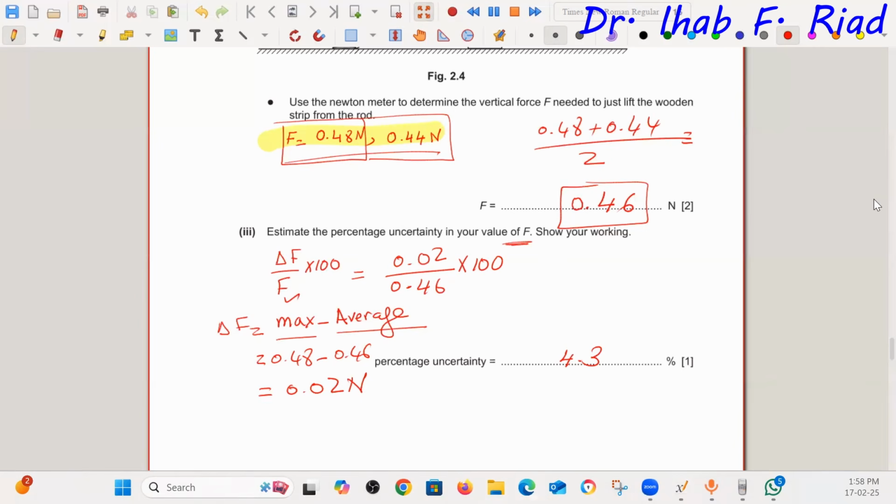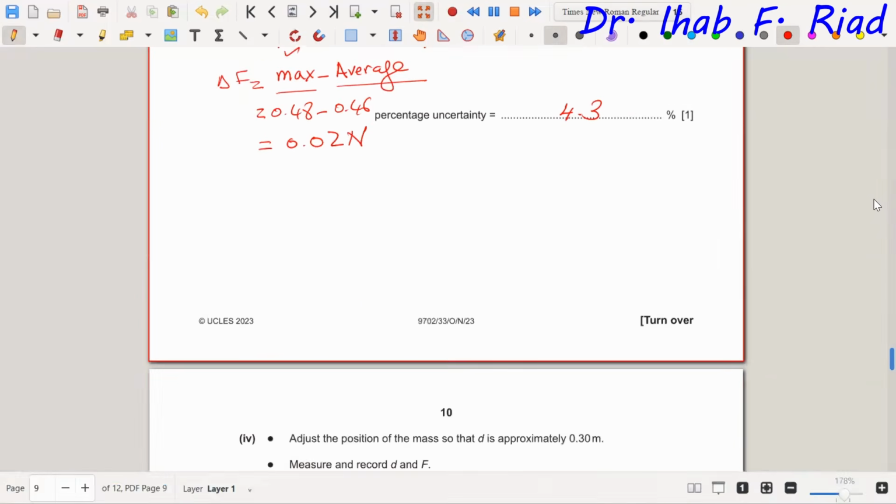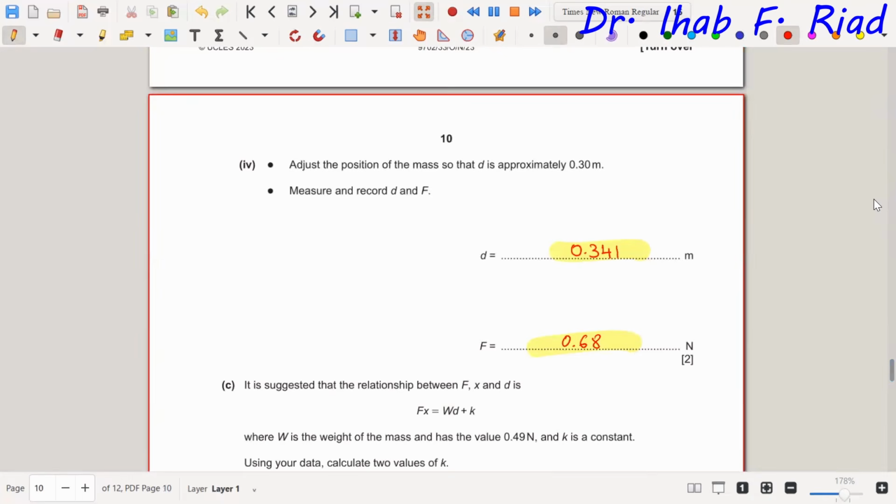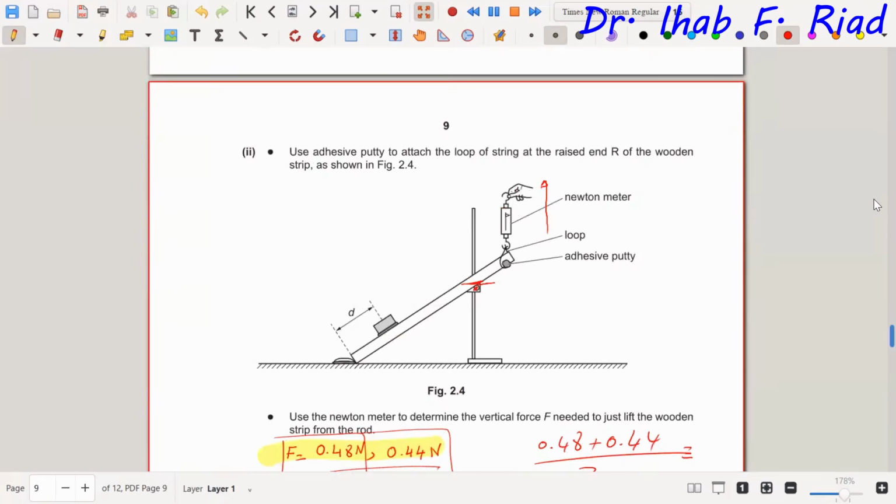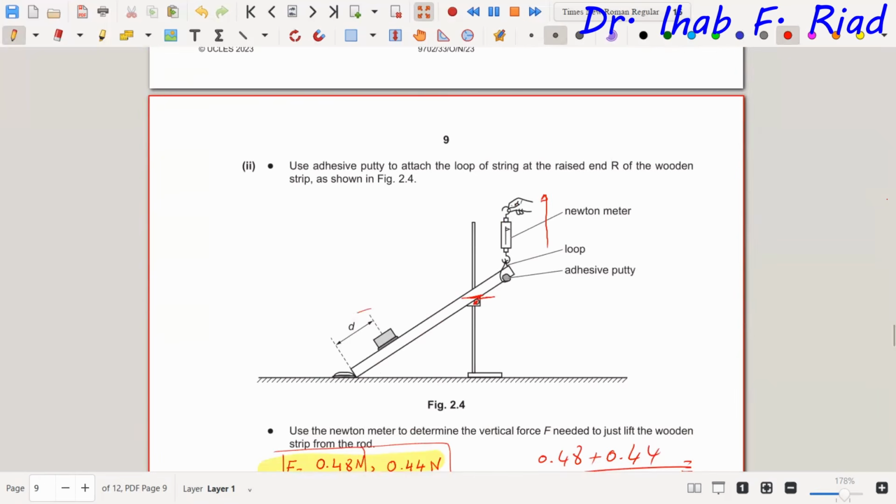Okay. Now let us proceed further. Again, adjust the position of the mass so that D is approximately 30 centimeters. What is D? D is this, where we are placing the mass. So we are moving it a little bit higher. Instead of 15, it is going to be 30 centimeters.